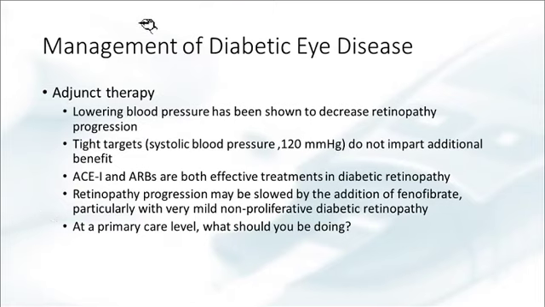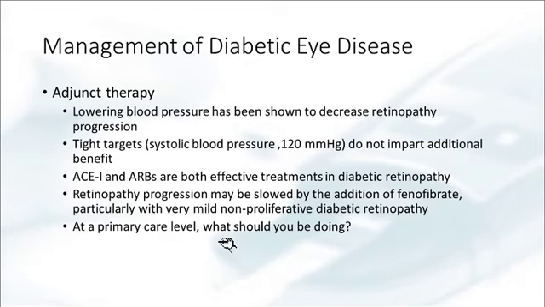Now, the adjunct therapy is extremely important. It's important to lower blood pressure, as lowering blood pressure has been shown to decrease retinopathy progression. Ideally, you want to target your systolic blood pressure to less than 140. Targeting systolic blood pressure to 120 or less doesn't impart any additional benefit. ACE inhibitors and ARBs are both effective in the treatment of diabetic retinopathy, and retinopathy progression may be slowed down by the addition of fenofibrate, particularly in patients with non-proliferative diabetic retinopathy.